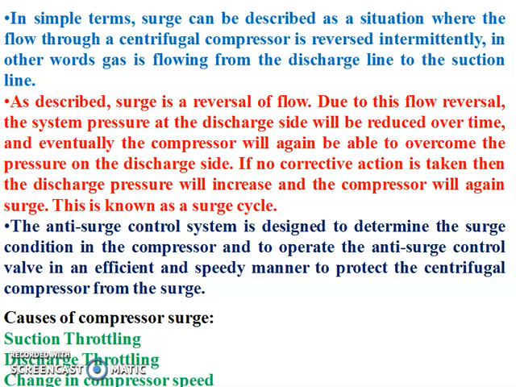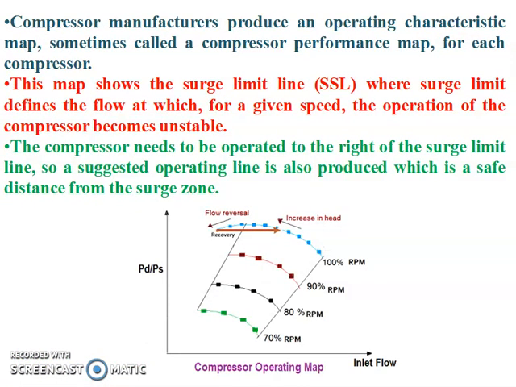Now the question is how to design the anti-surge control for the centrifugal compressor to avoid the surge effect. For that purpose, the compressor manufacturer's data is important. Every compressor manufacturer provides the operating characteristics, or the compressor operating map, for the user. From that characteristic we can see there are different characteristic curves for different speeds.